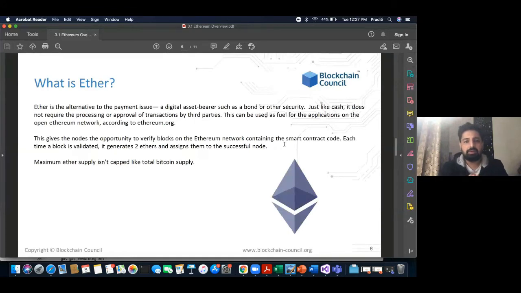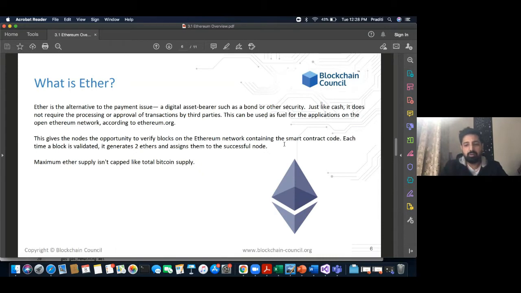Okay. Now, what is Ether? Ether is the alternative to the payment issue, a digital asset bearer such as a bond or a security. It's just like any other cryptocurrency. It's a digital asset. Just like cash, it does not require the processing or approval of transactions by third parties. This can be used as fuel for the applications on the open Ethereum network, according to Ethereum.